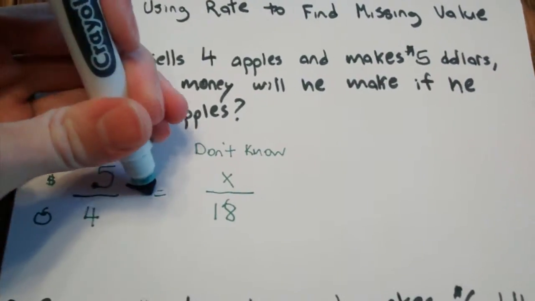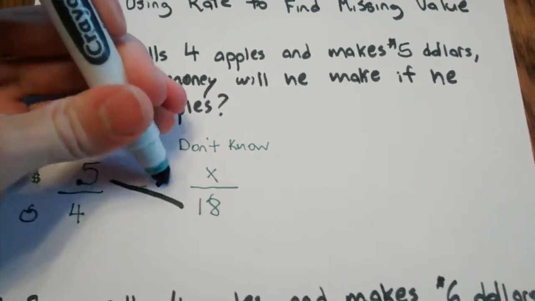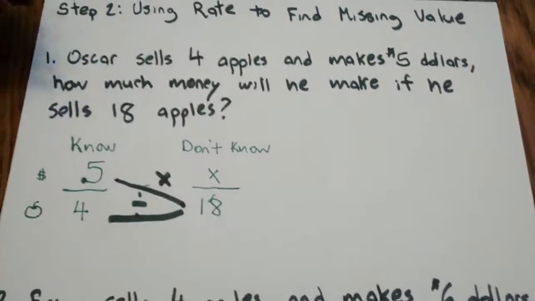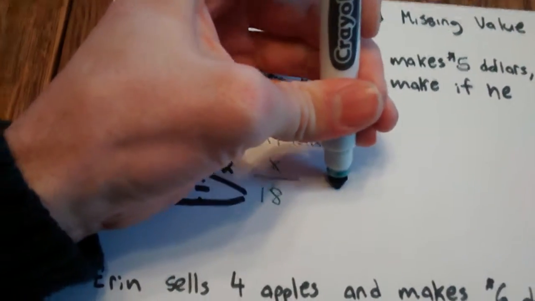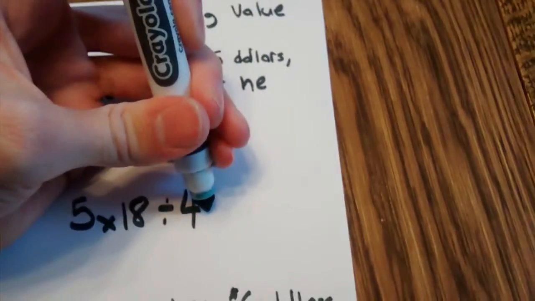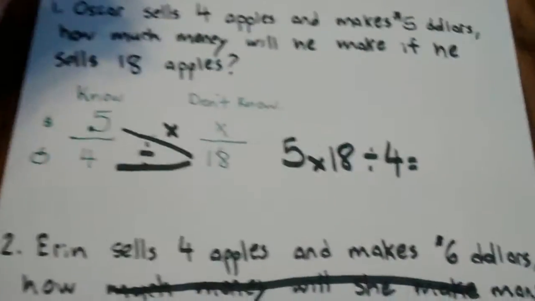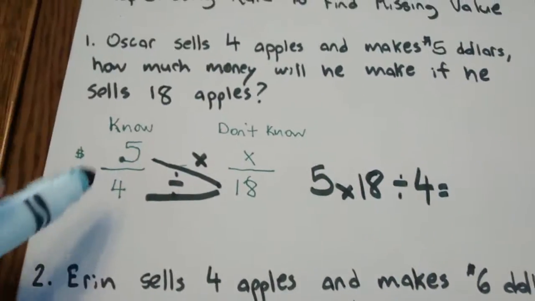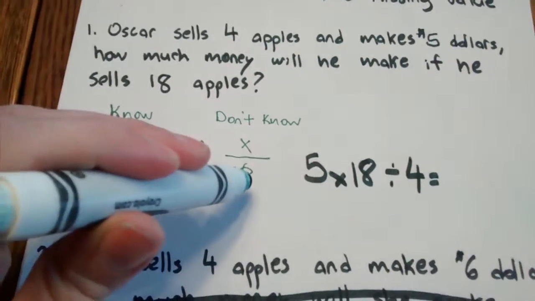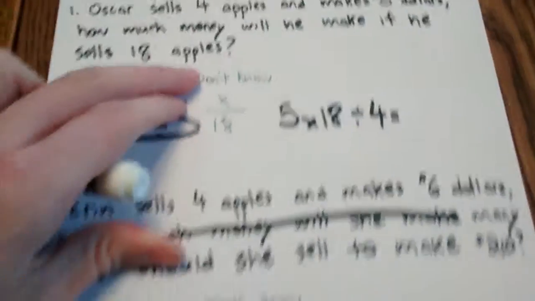So you go down, and you multiply, and then you go across, and you divide. So 5 times 18 divided by 4. And that'll give you the answer for x. 5 times 18 divided by 4.